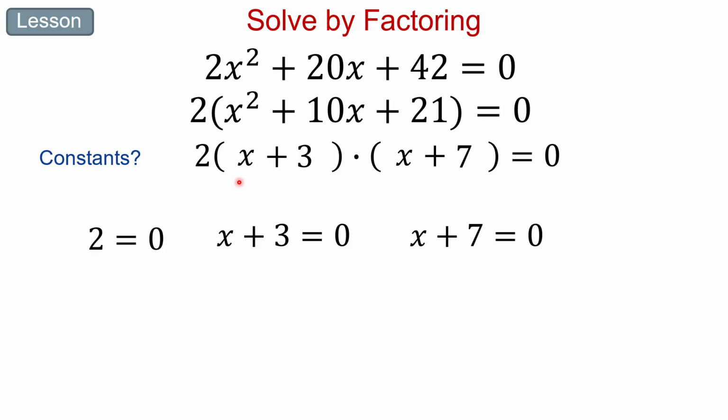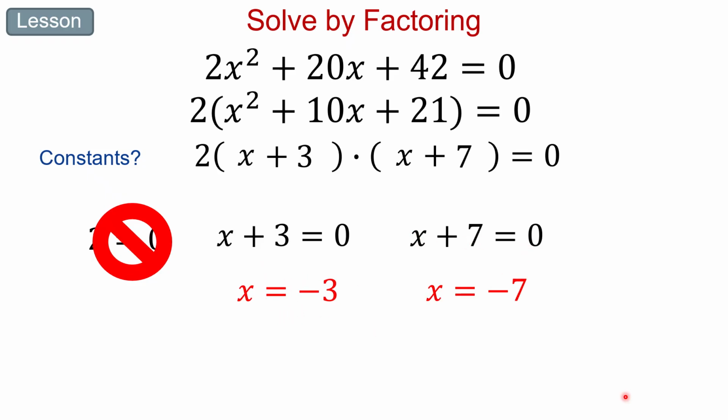We set each factor equal to 0, but obviously 2 cannot equal 0. Therefore, x plus 3 can equal 0, or x plus 7 can equal 0. x is going to equal negative 3. By subtracting 7 from both sides, we're going to get x is equal to negative 7. So the two answers to our quadratic equation are negative 3 and negative 7.